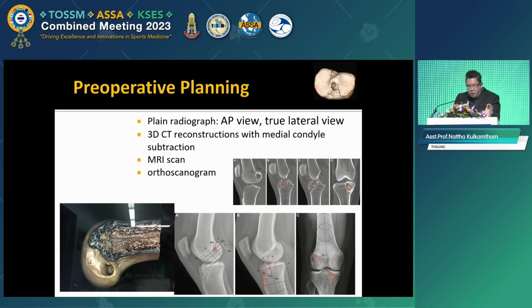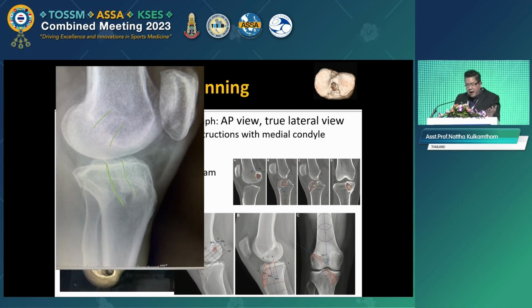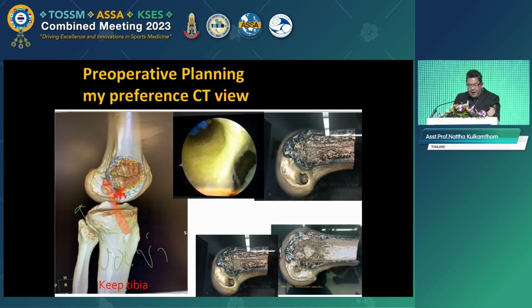What I need before, first, we need a plain radiograph to evaluate the bone dilatation. The 3D CT is very important for me. The MRI scan is usually for the associated lesion. The scanogram is for associated lesions also. So the lateral shows quite a widening of the tunnel.